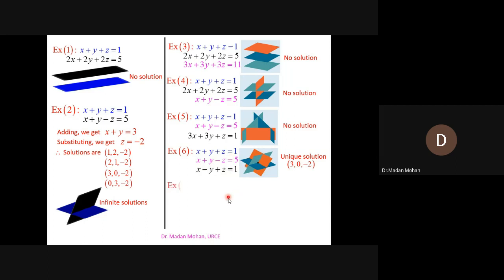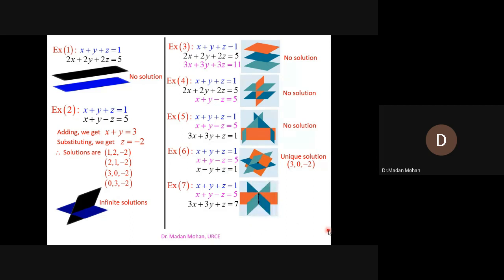Next, one more possibility I am showing to you. The first equation same. Second equation same. Third equation, please observe, 3x plus 3y plus z equal not 1 now. Now I have taken 7. Then what happens? Please observe.